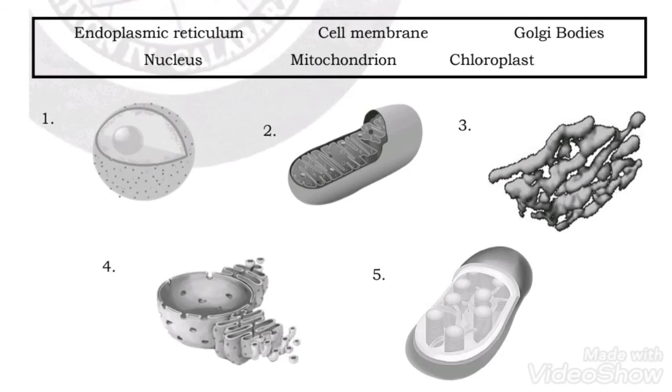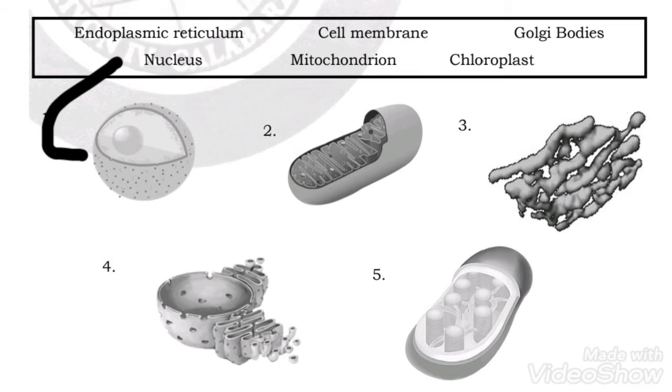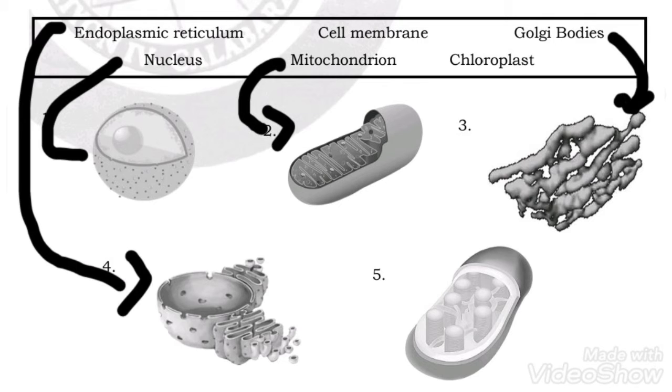cells. For learning task 1, I will show you a picture of organelles and you will identify the name of that organelle. A few moments later. For number 1, the answer is nucleus. For number 2, the mitochondrion. For number 3 is the Golgi bodies. Number 4 is the endoplasmic reticulum. And for number 5, it is the chloroplast.